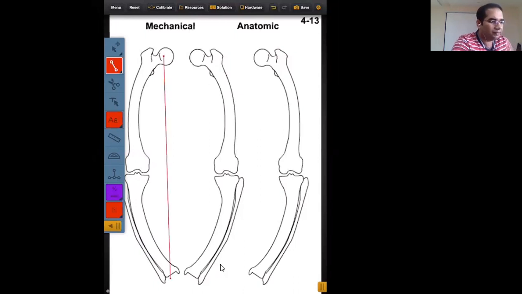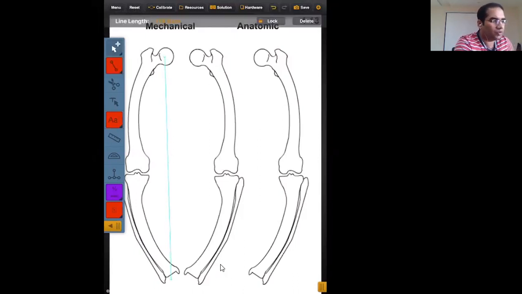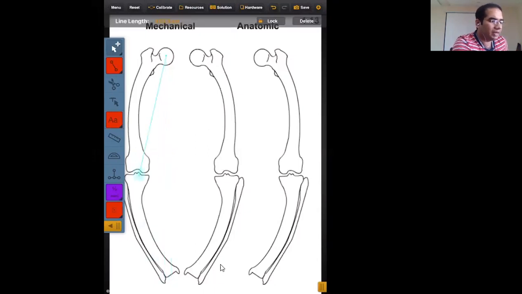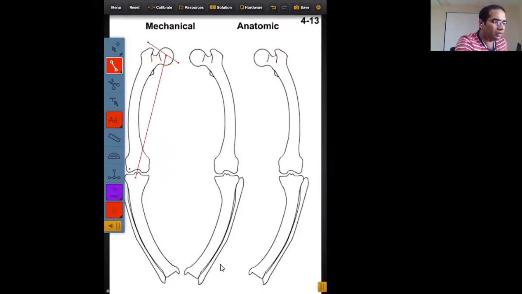The planning will start the same as it was before. First, we will draw the mechanical axis of the limb. It tells us that there is a varus deformity in this leg since the knee is lateral to the mechanical axis of the limb. Next, we will draw the mechanical axis of the reference bone and the joint orientation lines.